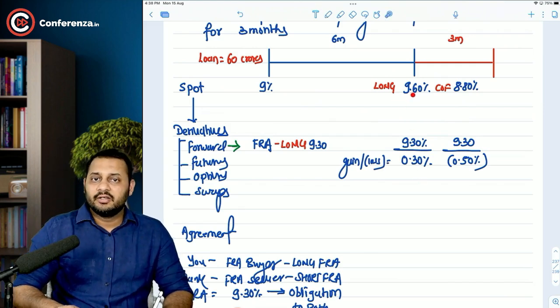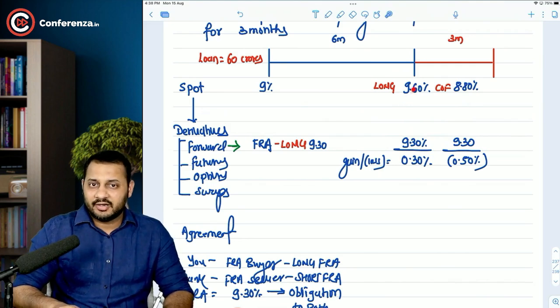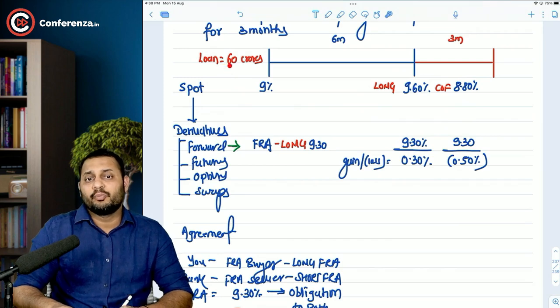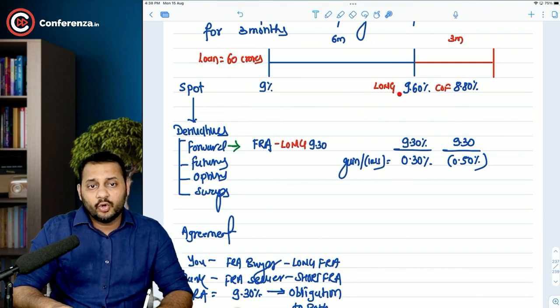If the market rate goes according to your expectation, it rises, there will be a profit to you in the FRA settlement. And if the market goes against you, there will be a loss to you in the FRA settlement. And what about the loans, sir? 60 crore rupees. Who is going to pay us the 60 crore rupees? The bank will pay you 60 crore rupees in the spot market. So just go and buy in the spot market at 9.60%.